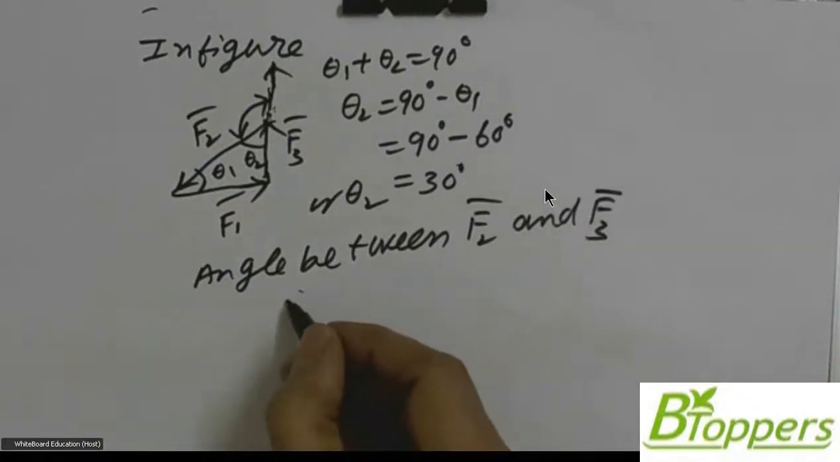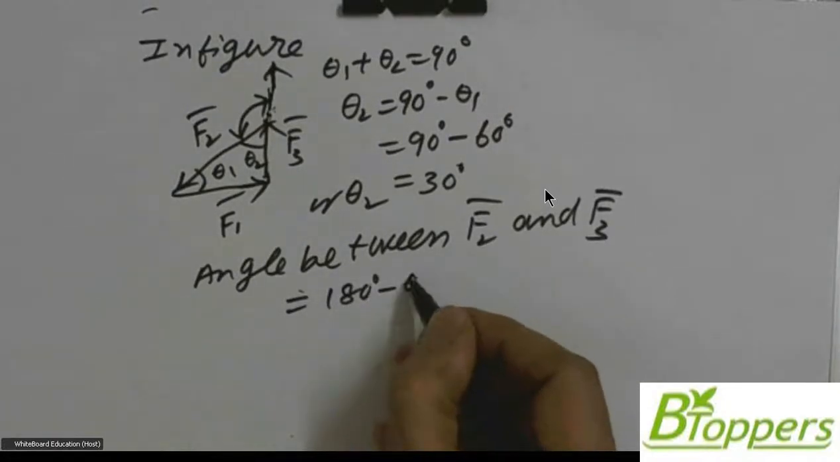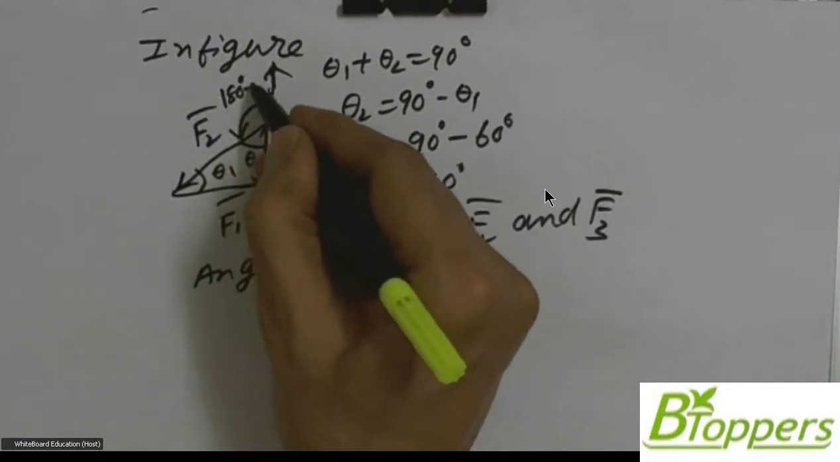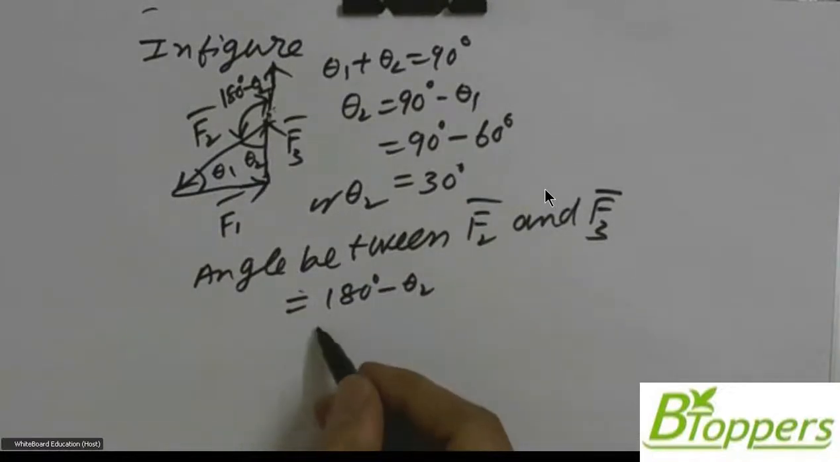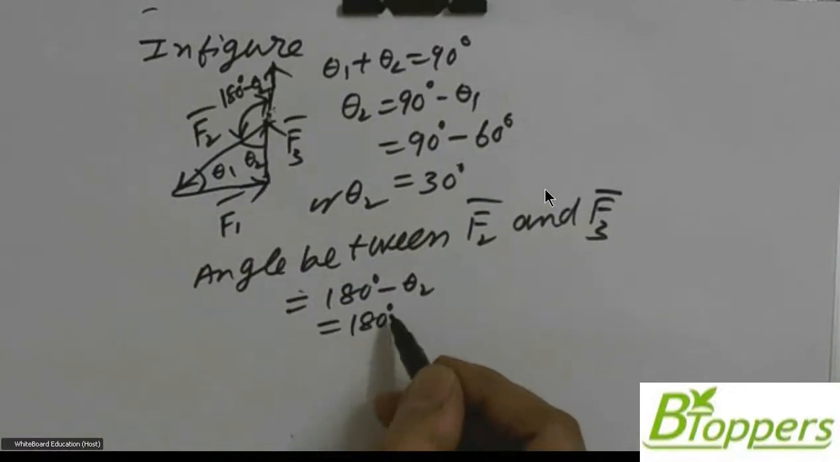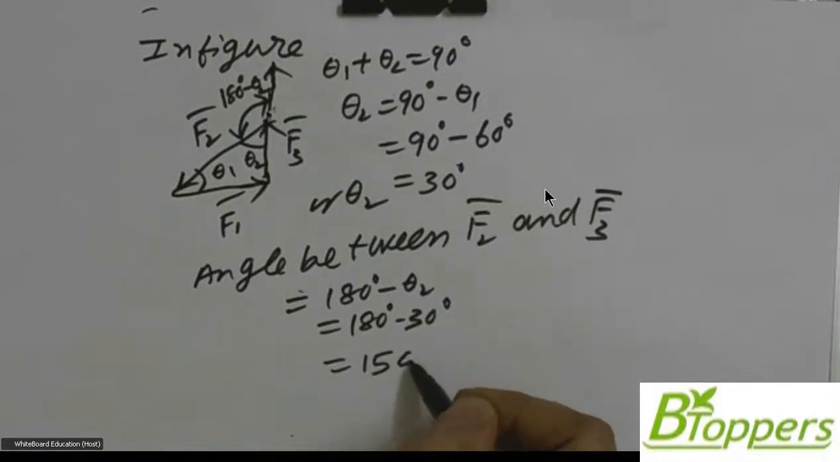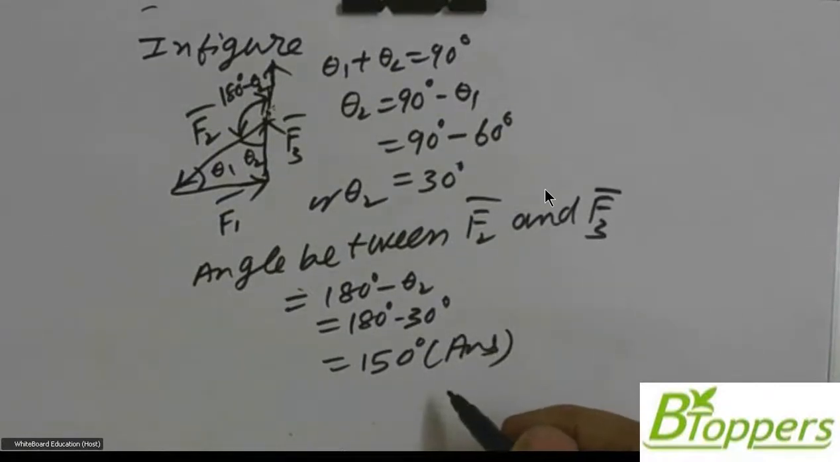So angle between F2 bar and F3 bar is equal to 180 degrees minus theta 2. This particular angle. Or 180 degrees minus 30 degrees. That is 150 degrees. So this is one of the answers.